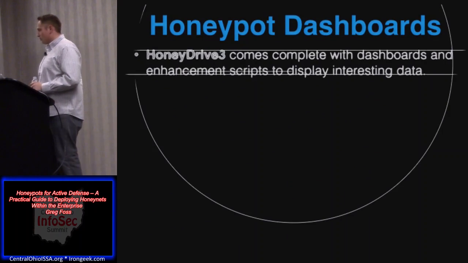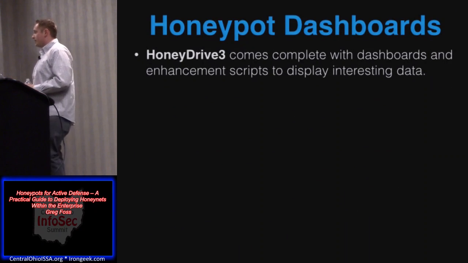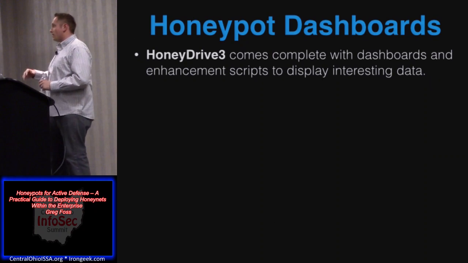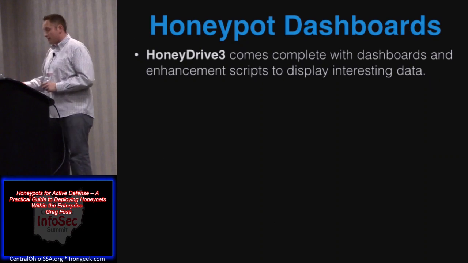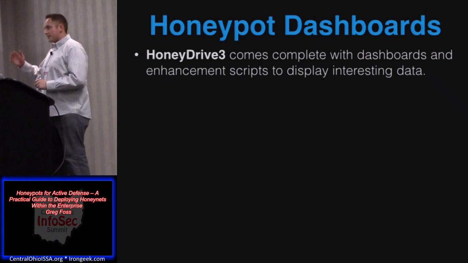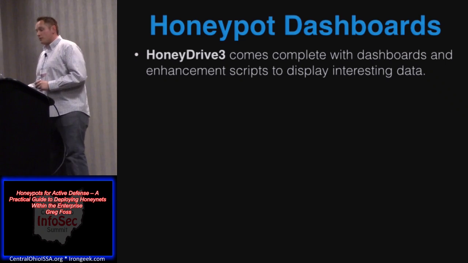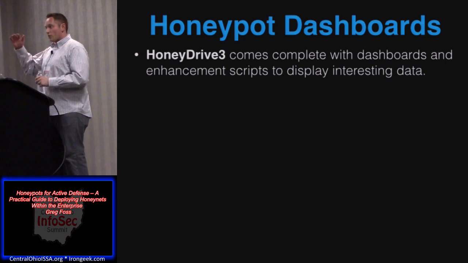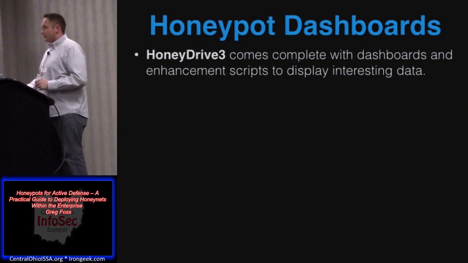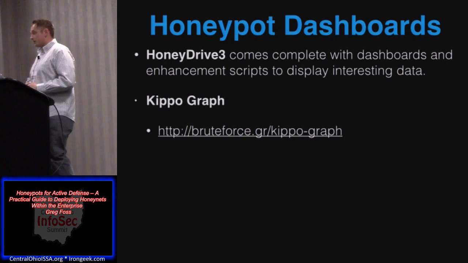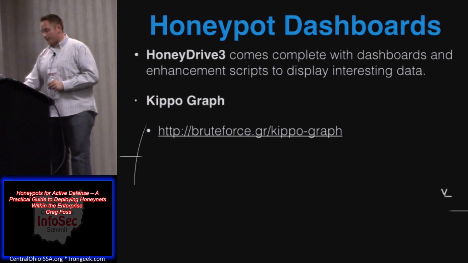So dashboards, there's all sorts of different dashboards that you can monitor these things with. Because you don't want to have to go in and look at raw logs just to understand what's happening on your network. HoneyDrive has dashboards for pretty much every honeypot that it comes with. It's great. Really cool tool, really good for bubbling the interesting stuff up to the top. Kippograph is one of these. Really cool for just monitoring Kippo in and of itself.